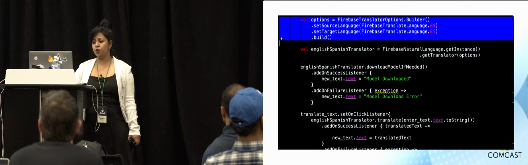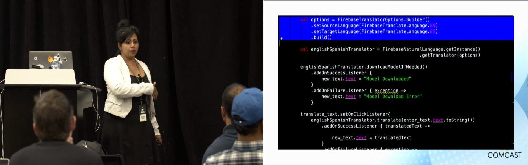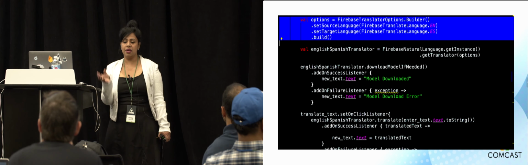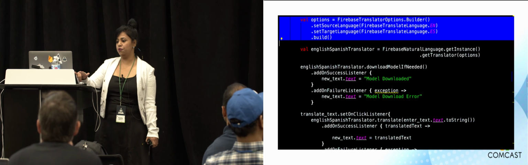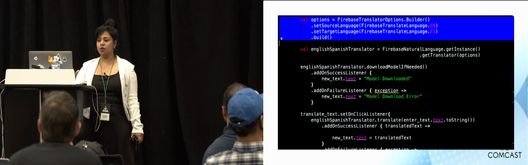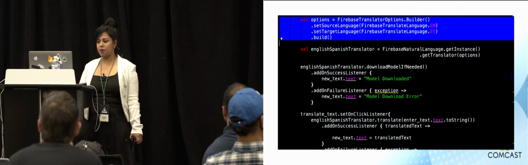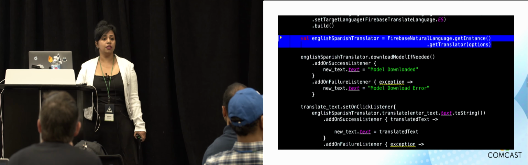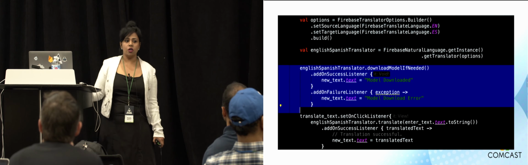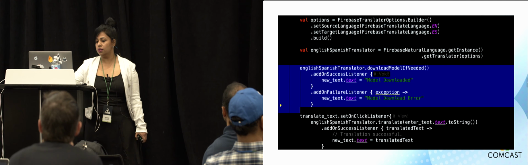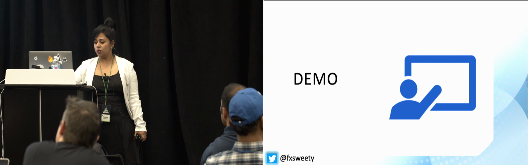So the code for detecting the text is almost the same as what you're seeing for other images, where it will convert the bitmap image to a Firebase Vision image, and then you feed it to the detector and it will find out. Right now we'll just see the code for translating the text. So here I'm setting the source language and the target language. It's from English to Spanish, and then I'm setting these options to the translator. Then I'm downloading the model, if the model doesn't already exist, and then I'm translating it. Let's look at a quick demo of it.